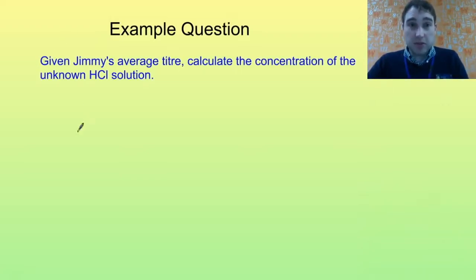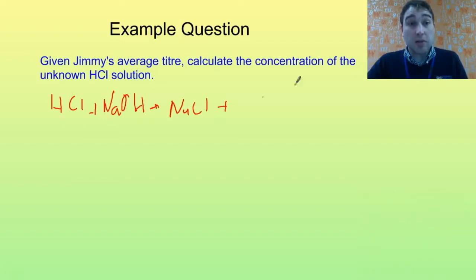So first thing I'm going to do is write out the reaction equation. So we're reacting hydrochloric acid with sodium hydroxide. Acid plus base goes to salt, so in this case it'll be sodium chloride plus water. So this is nice because it's an easy one-to-one ratio of acid to base. Next thing we're going to do is write down what we know.